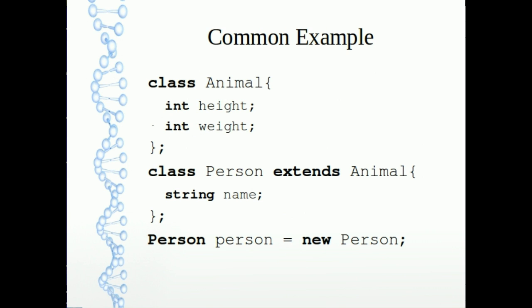In this example we have two classes, the animal class and the person class, and then we create an instance of the person class called person. And in this example the animal class has the properties height and weight, and the person class has the property name, but the person class extends over the animal class, and this means that instances of the person class will have both a name and a height and a weight. The use of the extends keyword is common to most object-oriented languages which support inheritance.